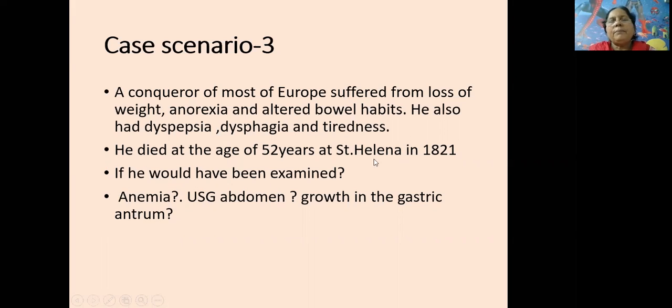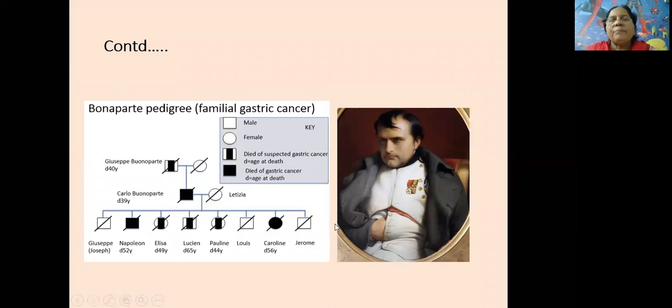At that time, during this period, USG was not available. He may be having a growth in the gastric antrum. Who is he? He always keeps his hand over his abdomen. That is because of his discomfort. But people thought it was something customary.